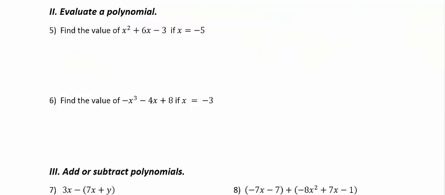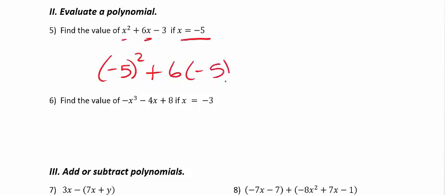Now we're going to evaluate a polynomial. If we know that x is negative 5, we can substitute negative 5 in place of x. So right here we have an x squared. We're going to plug in negative 5 in parentheses in place of x. And then we're going to plug it into this x as well. And then we're going to rewrite the rest.